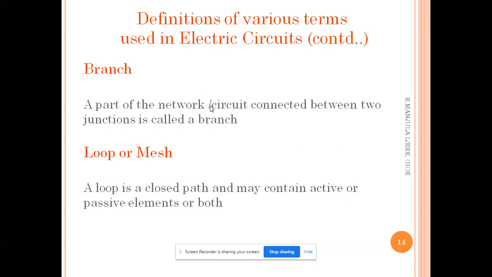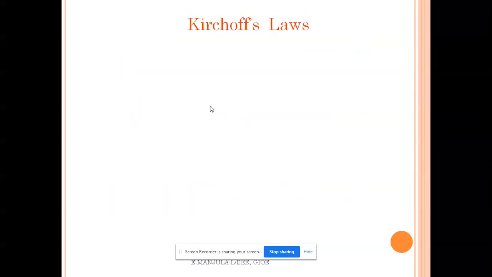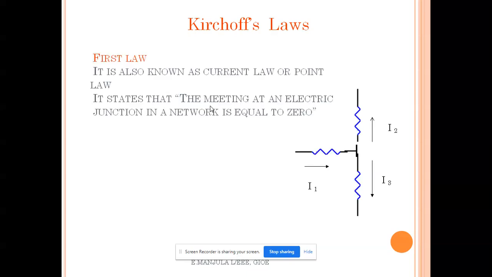Fine. So till now we have seen the terms which are used in electric circuits. Now we will see the definitions of the Kirchhoff laws. What do the Kirchhoff laws state? The first law is the current law. It is also known as the current law or point law. It states that the sum of currents meeting at an electric junction in a network is equal to 0.